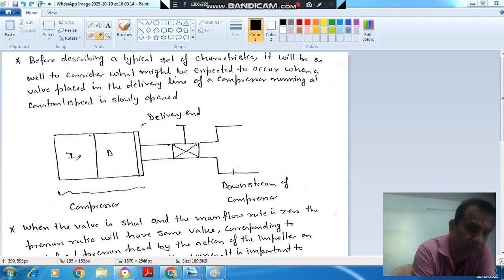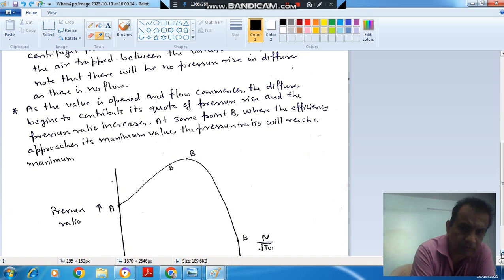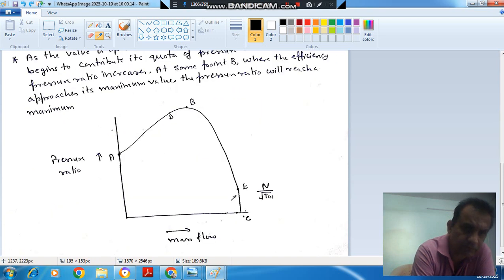The increase in pressure will be in the impeller part only, because the diffuser will not contribute its quota, as the valve is shut down. The pressure rise will take place due to the impeller movement only. So here, when the valve is shut down, there is no mass flow rate. This point represents the point corresponding to no mass flow rate. So this pressure ratio will build up due to impeller movement.